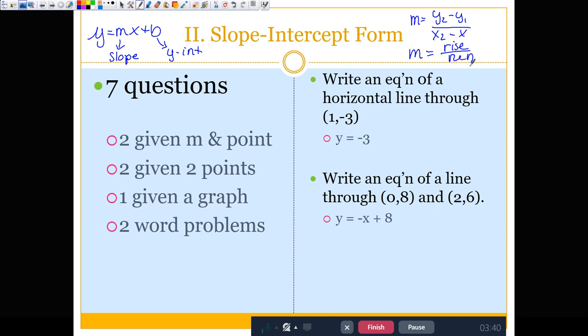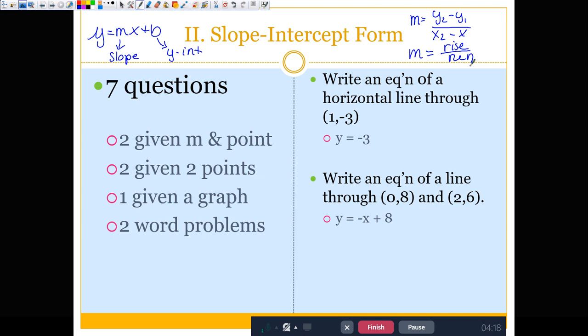So there will be 2 questions in which they give you the m and a point, and you have to write the equation. So you have to find b. There are going to be 2 questions in which they give you 2 points, so you're going to have to find m and b. And then there's going to be one where they give you the graph, so you're going to have to do rise over run to find m. They might give you b as the y-intercept. It might be a point. So then you just need to identify where the point is for that. Or you might have to substitute in your slope and a point in order to find b if it's not a perfect intersecting point. And then 2 word problems. There's an example of the word problem on the next slide that we will go over.